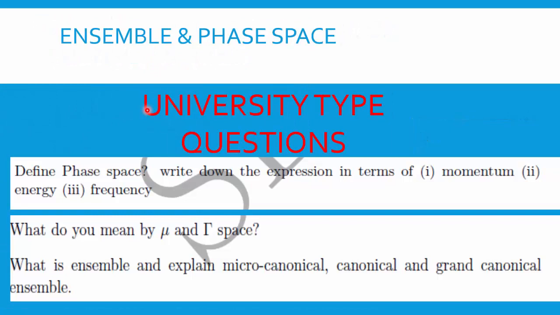So whatever we have done in lecture 3, what type of questions can you expect from this lecture on ensemble and phase space? We have defined phase space, we have defined ensemble, we have defined types of ensemble as mu space, gamma space, and types of ensemble as microcanonical, canonical, grand canonical. We have even derived the phase space expression, or the number of quantum states expression, in terms of momentum, energy, and frequency. Hope you understood, and then I end lecture 3.